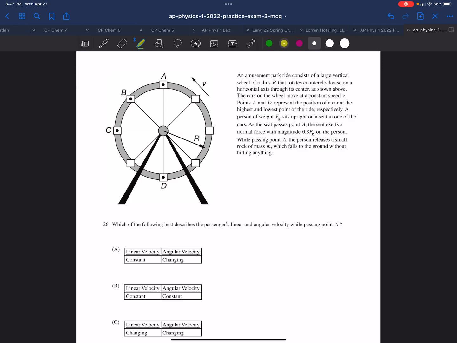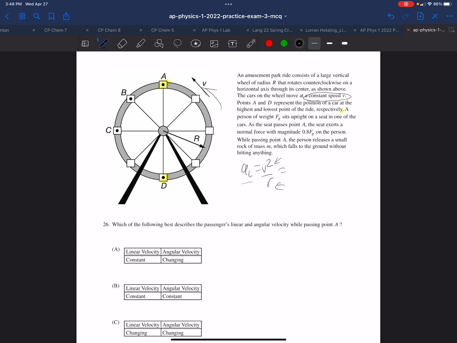So in this question, we have an amusement park ride. We are told that it's rotating counterclockwise and has a constant speed v. And this is a circular body, so we should be thinking about centripetal acceleration. All right, so if the v is constant, and the radius is constant, the centripetal acceleration would be constant, all right? Points A and D represent position of a car at the highest and lowest points.